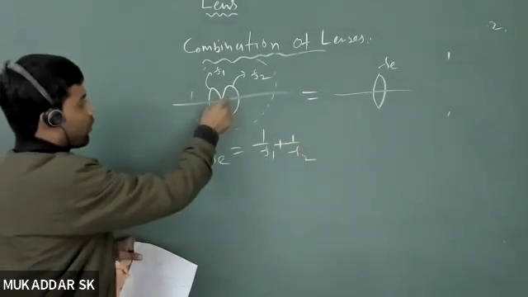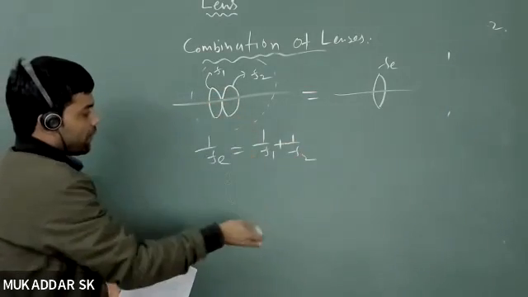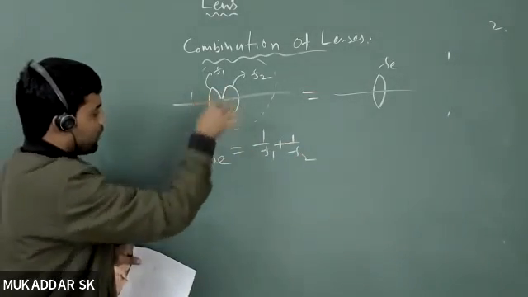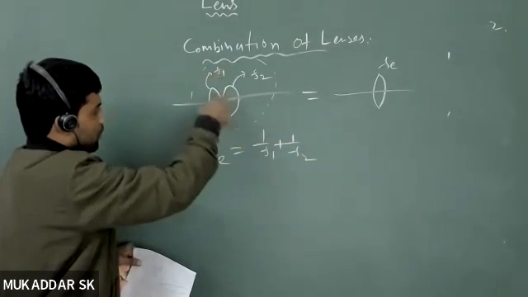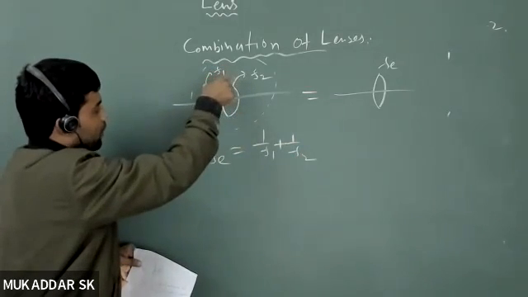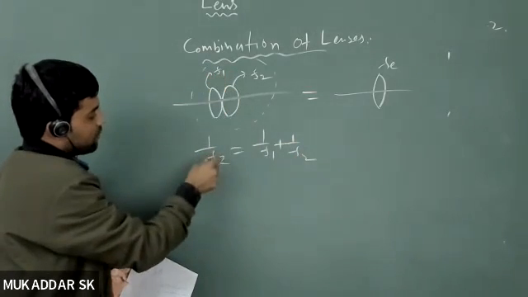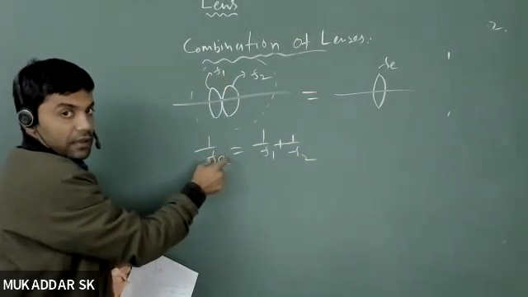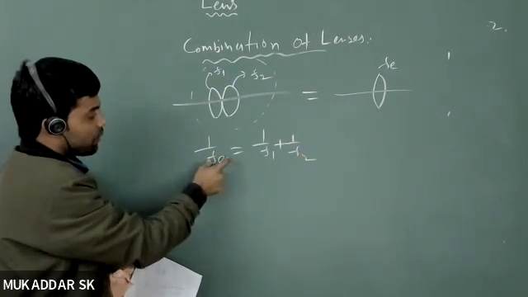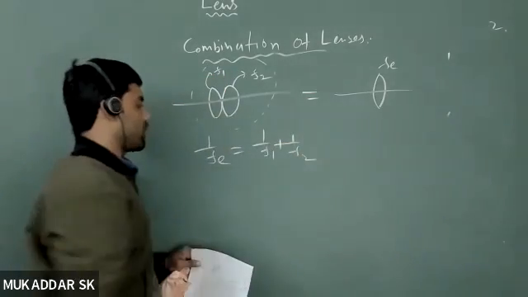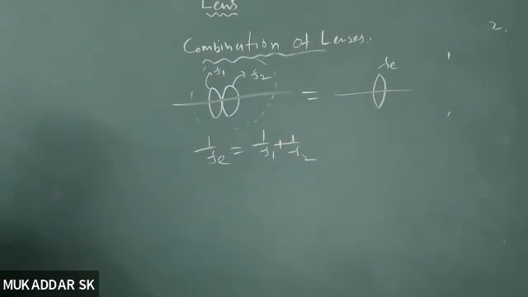When both lenses are in contact, you can calculate the focal length of the whole combination. The equivalent focal length of these two lenses can be written as 1 by Fe. What is Fe? The equivalent focal length, and that depends upon the focal length of the individual lenses.